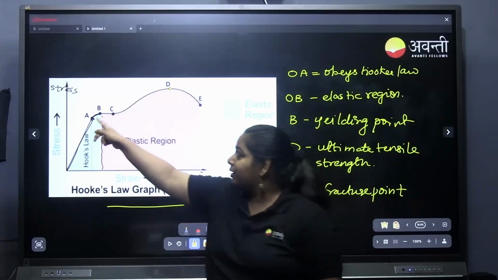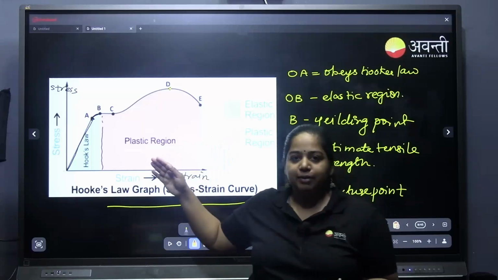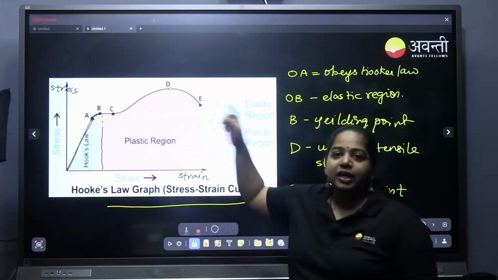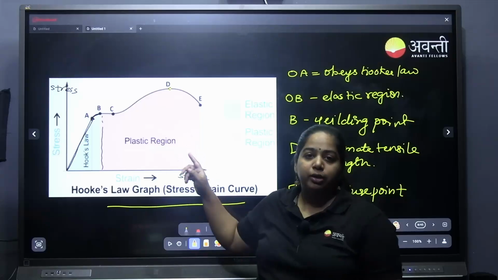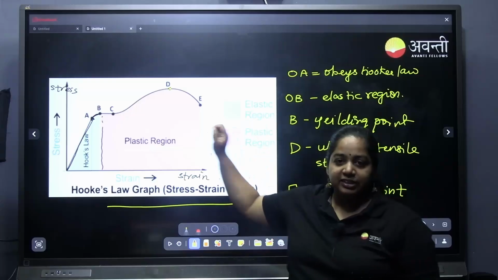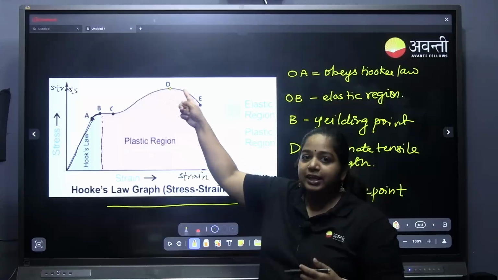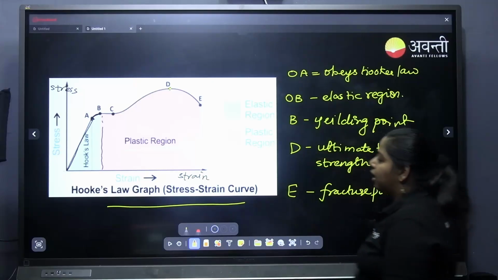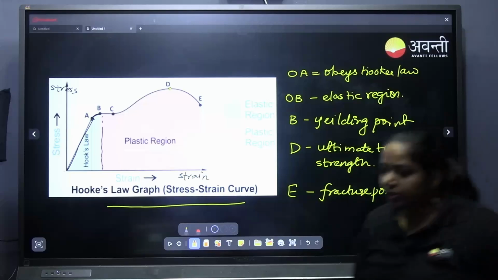Till A, stress is proportional to strain. Till point B, the elastic limit, it will come back to its original shape. Then from point C, stress and strain are not proportional to each other, and it will also not come back to the original shape. So that is the plastic region. D is the ultimate tensile strength, the maximum strength a material can take, and after that if we still reduce the stress, at some point it will fracture. That is called point E or the fracture point. Is the graph clear for all?